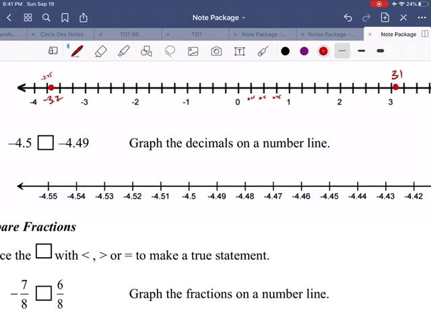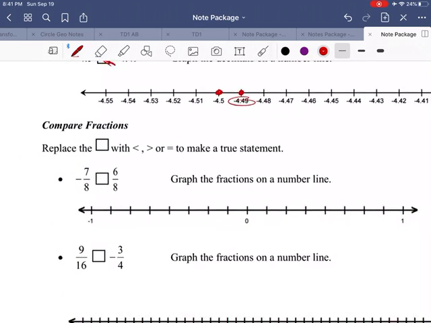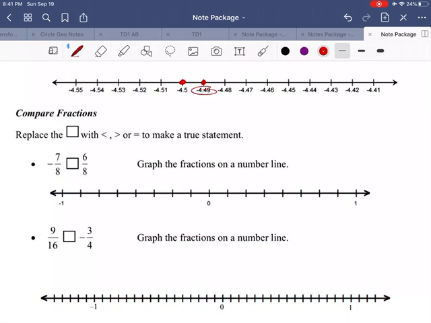Negative 4.5 is there, and negative 4.49 is right next to it. So which one is to the right? Well, it's that one. So that is greater. So negative 4.5 is less than negative 4.49. Now, if we're going to do fractions, we are going to do the same thing.